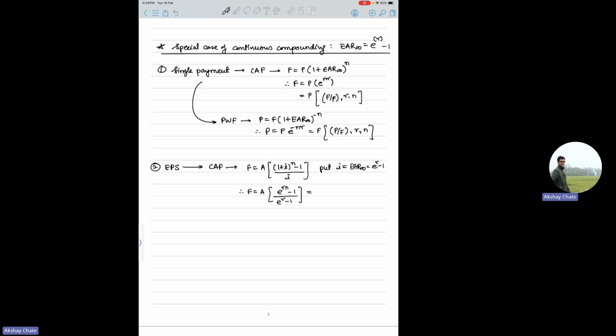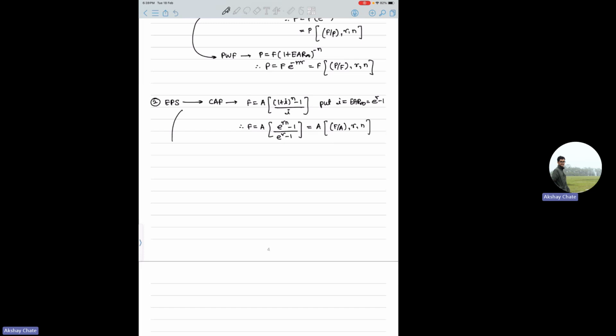Okay. And this again you can call it as, if you have this data in your data book or in your questions, then you can use it, but the formula is as follows. Okay. Similarly, you have to do this for the other three cases in the EPS series. Okay. So what were the three cases? I'm just writing it for the sake of completeness.